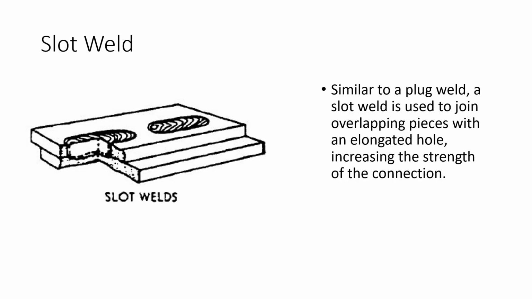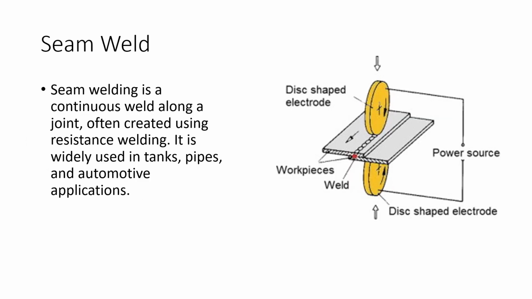Slot weld. Instead of a round hole, our holes are elongated, and it's a slot instead of a plug. Pretty much the same concept, just a little more elongated. Seam welding. This is a continuous weld along a joint, and they do this using resistance welding equipment. Tanks, pipes, automotive applications, things like that. Seam weld.